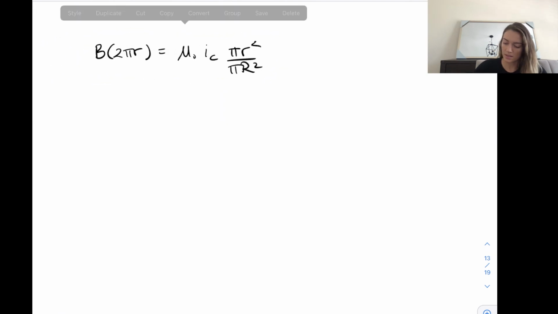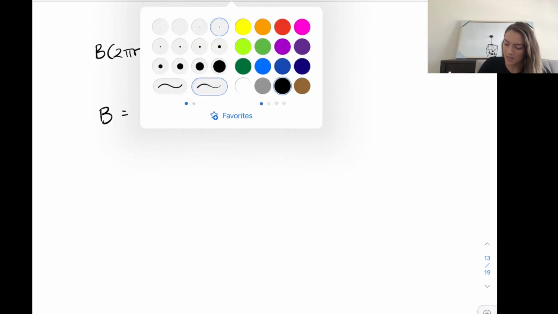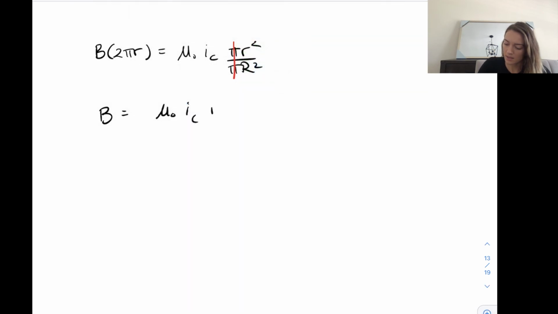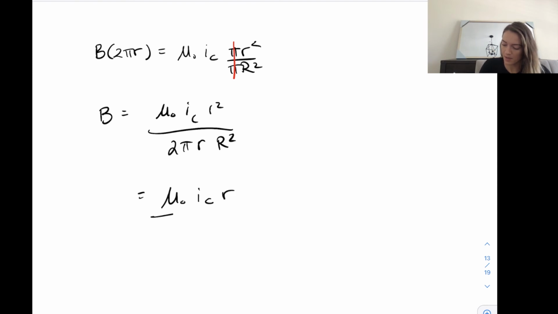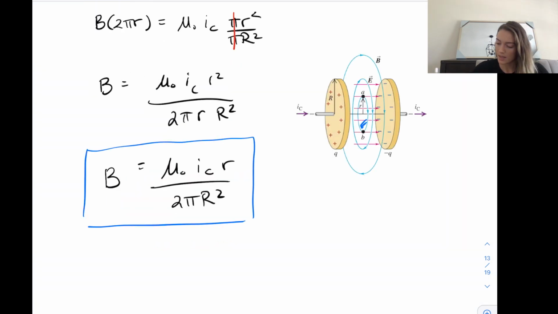So we can just solve for B, and we get mu naught I sub C, our pi's cancel. So we get 1 r up here. And then we have r squared over 2 pi r capital R. And so we can see that this simplifies to mu naught I sub C r over 2 pi R squared. Okay, so this is our magnetic field in between these two capacitor plates.